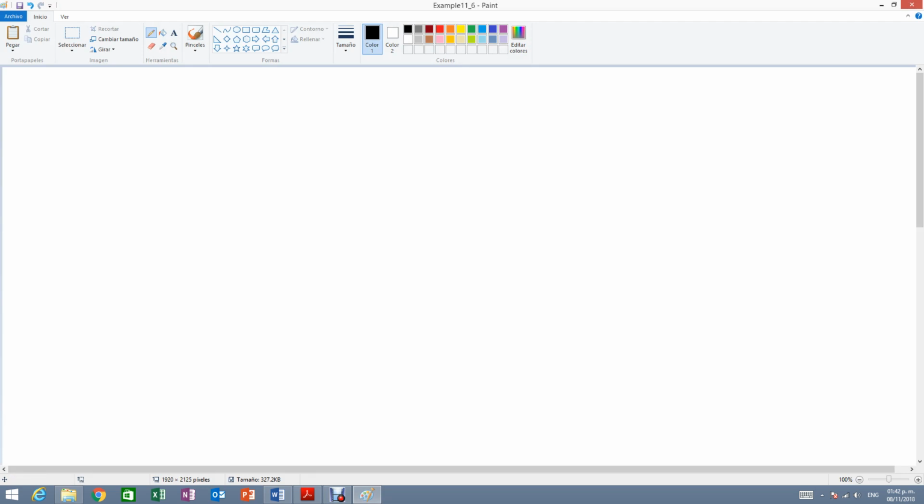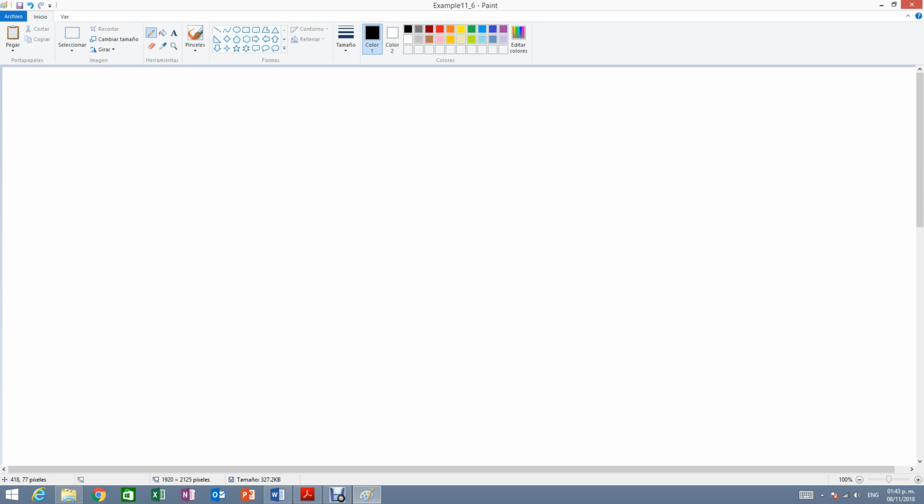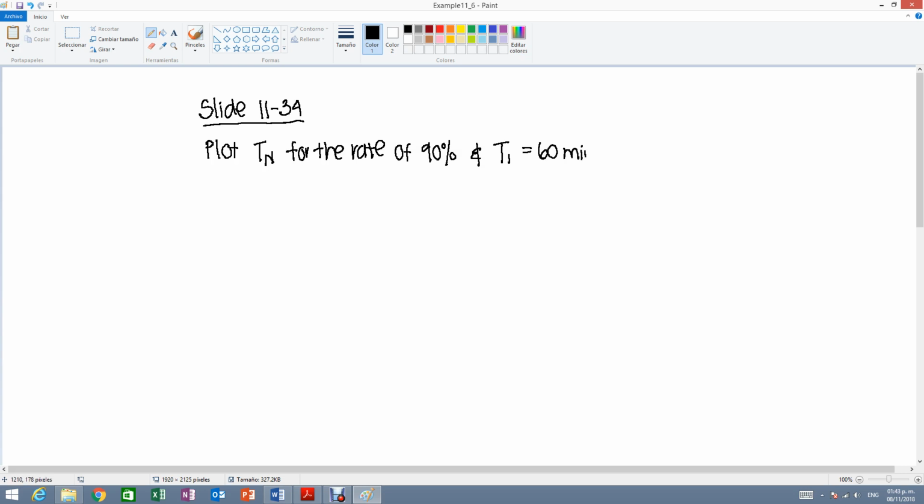Okay, so for this, I'm going to start a new page of notes. And this is going to be for slide 11-34. Okay, so we're going to write the instructions: plot TN for the learning rate of 90% and the time to complete the first unit is 60 minutes.